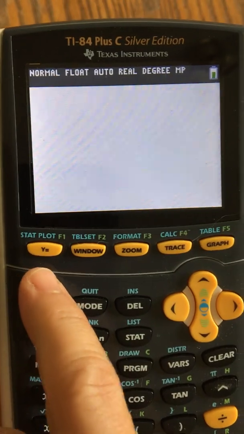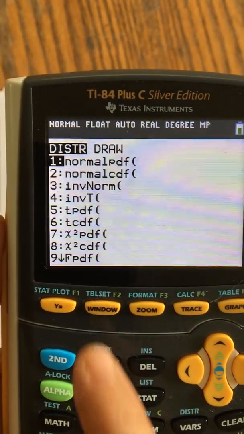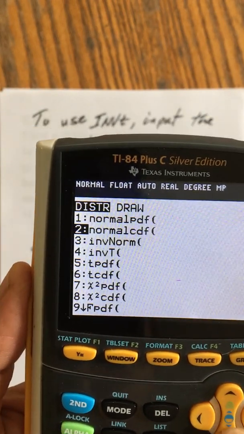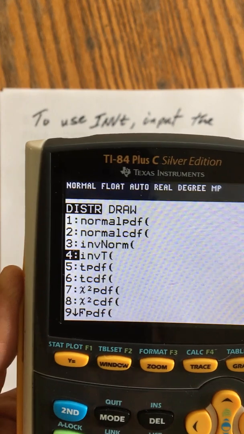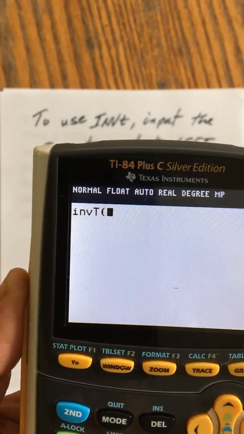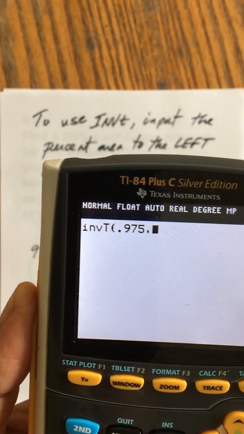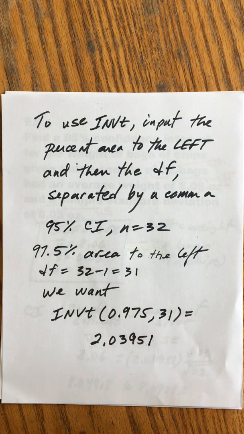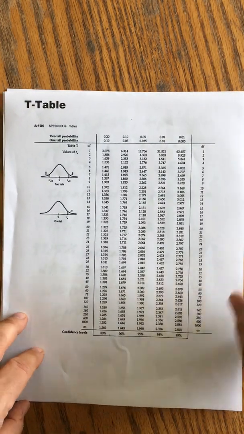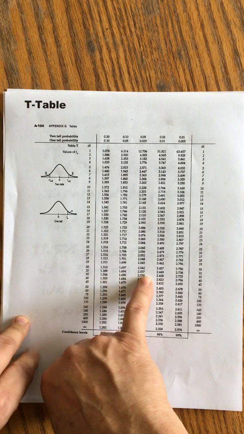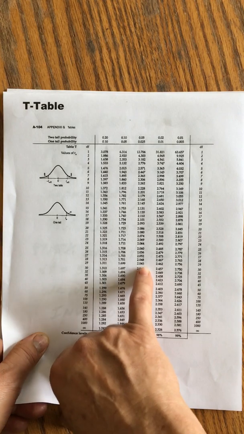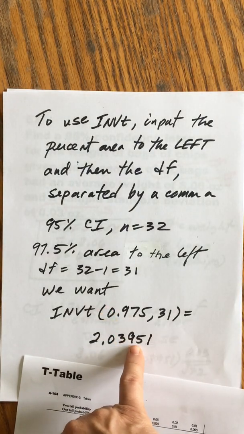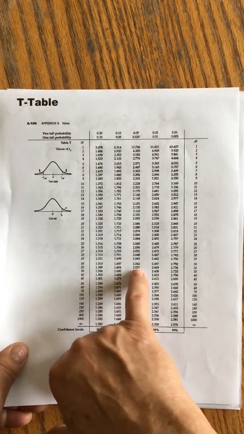Let's go ahead and do it. I'm going to go to second, distribution to access DISTR. In my case, invT is number 4. There we are, so I'm going to pick that. And now I'm going to put 0.975, comma, 31. And it thinks a little: 2.03951. Now, if you look at your t-table, we found 31 degrees of freedom because it wasn't there. Notice 2.037 and 2.042 are basically on either side of 2.03951, so 2.03951 would be right in the middle of that.